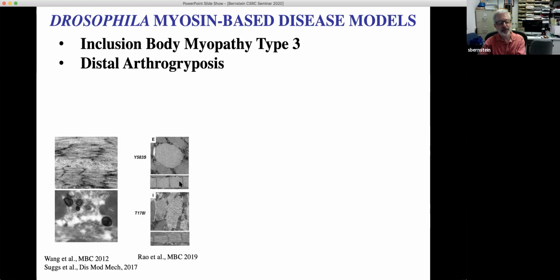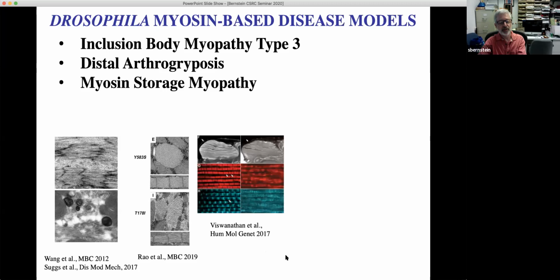This one causes distal arthrogryposis. It's a rare childhood disease where you get clenched fists, even facial contortions. And we find that the muscles are indeed very stiff in the flies, just like the situation in humans as a result of these myosin mutations.